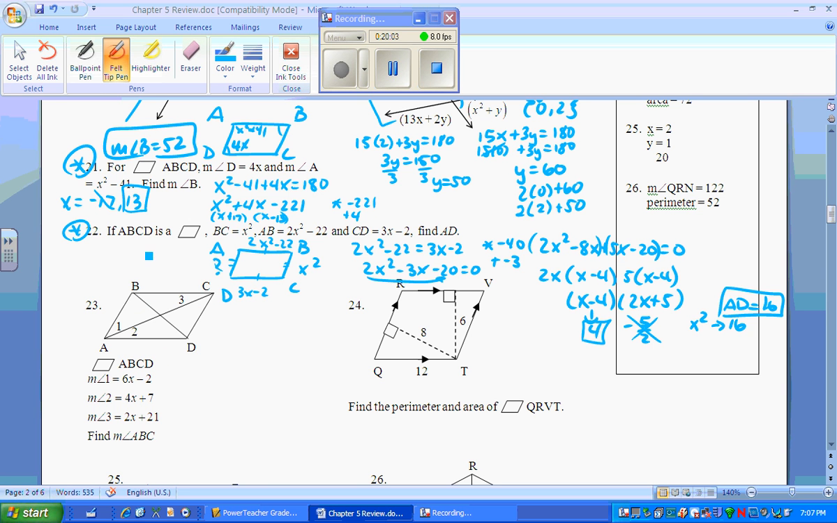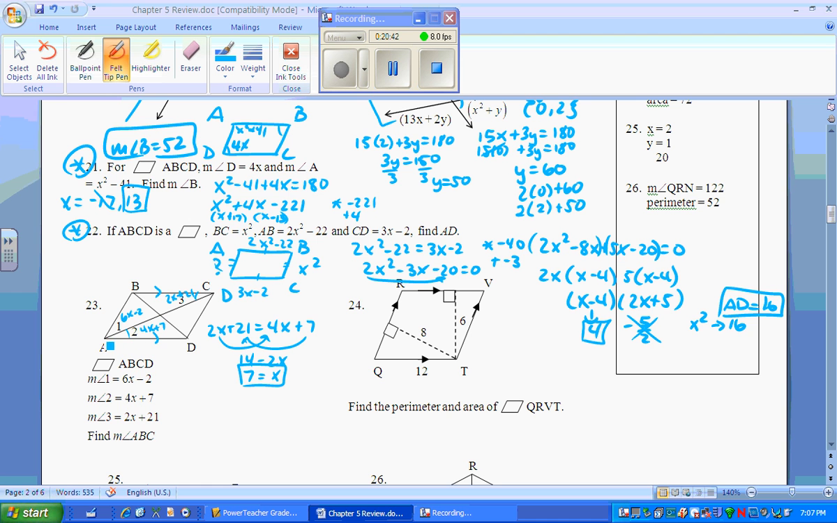23. We notice this is a parallelogram. Angle 1 is 6x minus 2. We know angle 2 is 4x plus 7. And angle 3 is 2x plus 21. Since this is a parallelogram, these are parallel. That means these angles right here are alternating interior, meaning that the 2x plus 21 is equal to 4x plus 7. Minus this way, giving me 2x, minus the 7 that way, 14. X ends up equaling 7.